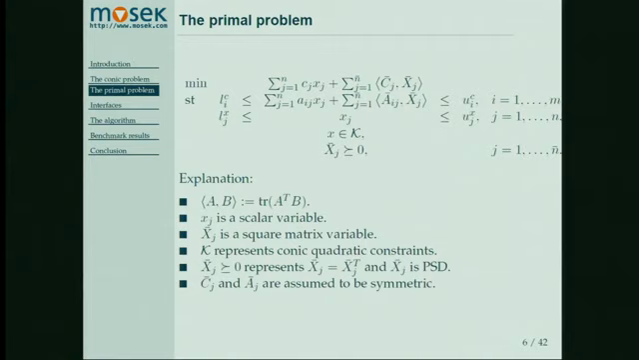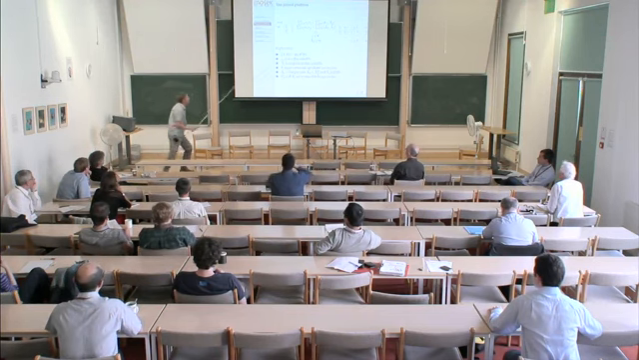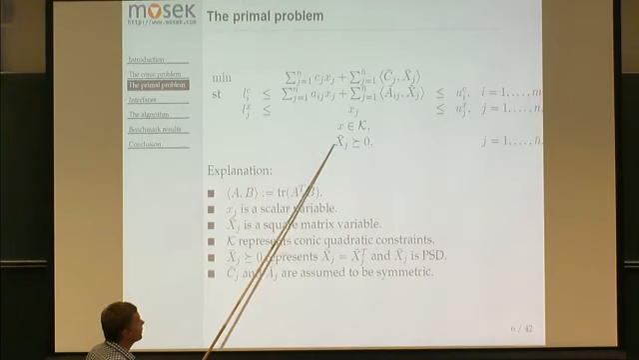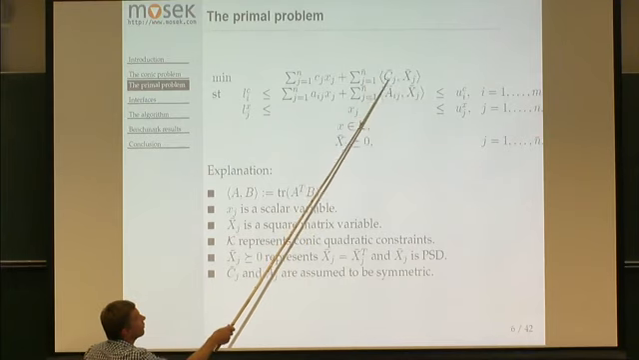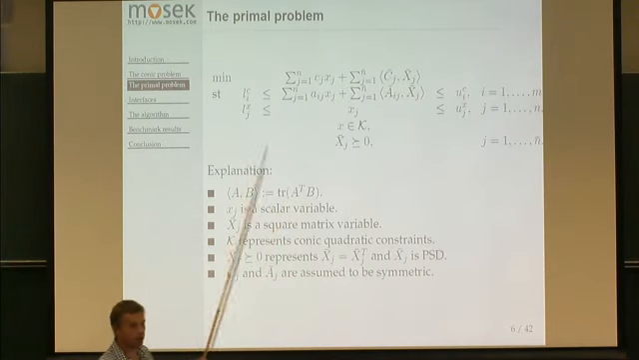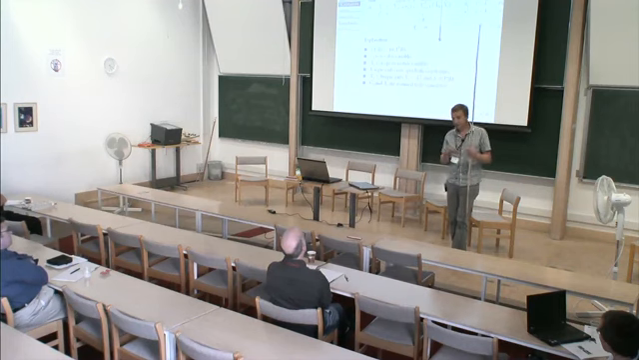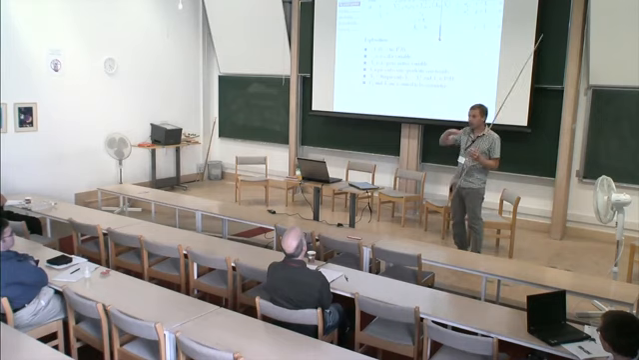So this is a symmetric matrix. It has to be positive semi-definite. And this is simply the inner product between a symmetric matrix and my variable matrix. So you just take x11 times c11, and then you do this, and then you just add it together. So it's just an inner product, a scalarized version.